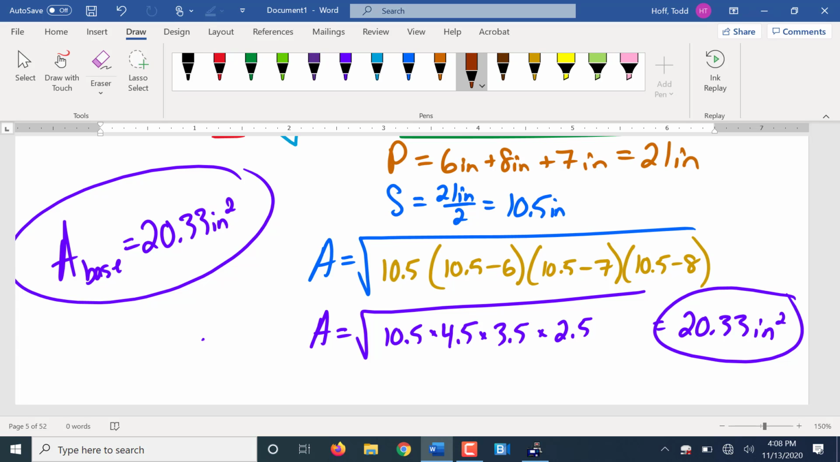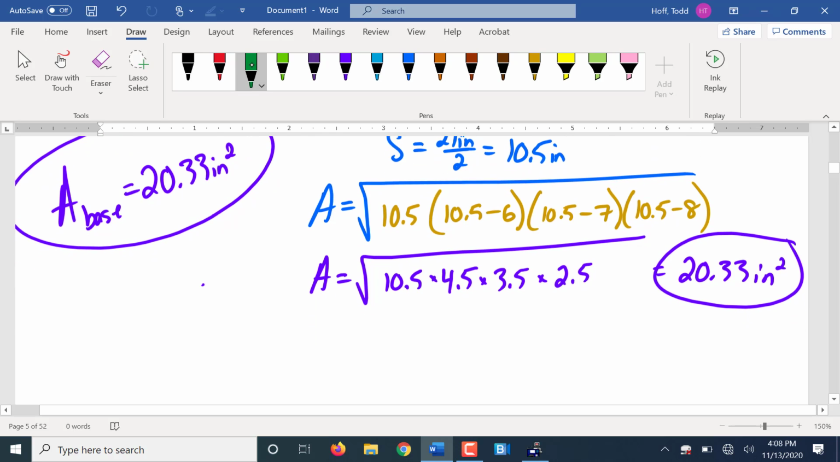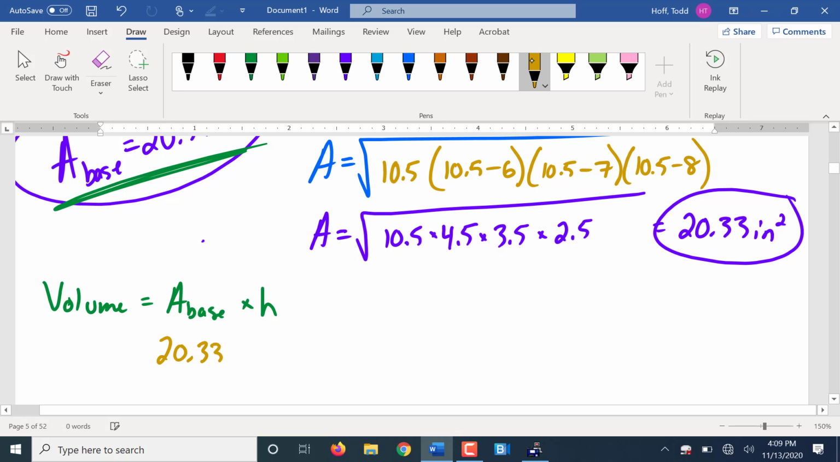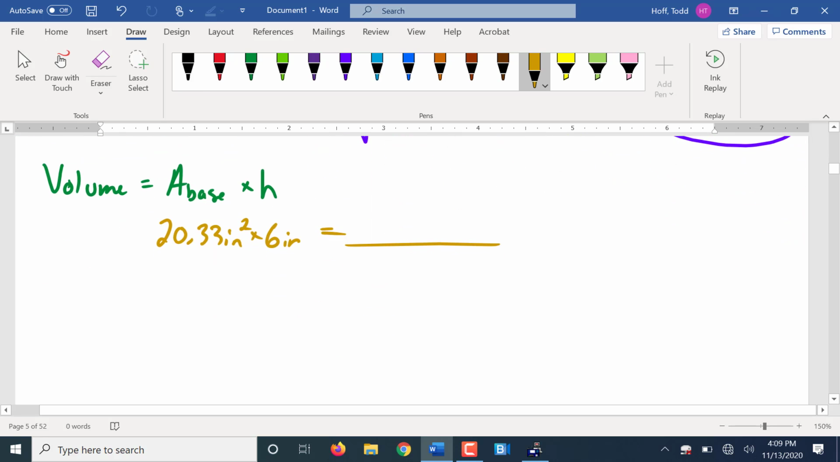Okay, I'll shut up and let you guys find the volume and surface area for 5 and 6. So the volume shouldn't be too bad, once you have the area of the base times the height. Yep. Surface area is a little bit trickier. So for volume, we just took the area of the base times the height, which for this, of course, was 20.33 times 6. I'll let you multiply that out. I won't give you that answer.